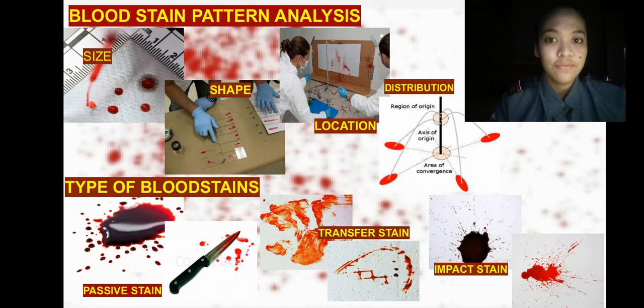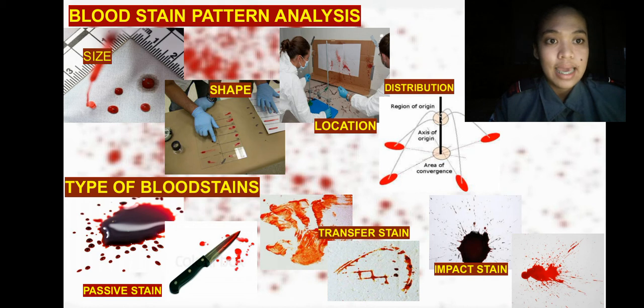It is the interpretation of blood stains at the crime scene in order to recreate the actions that caused the bloodshed. The analyst examines the sizes, the shape, the location, and the distribution, from the region of origin to the area of convergence of the bloodshed in the crime scene. There are types of blood stain, which is the passive stain, which includes the droplets, the flows, and the pools of blood in the crime scene.